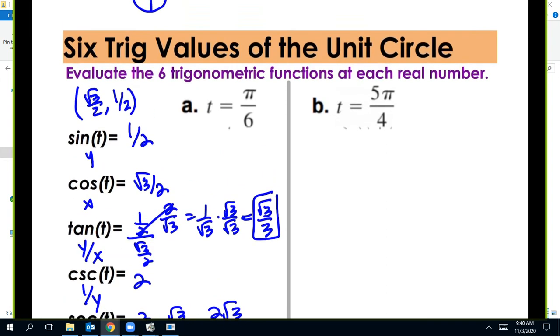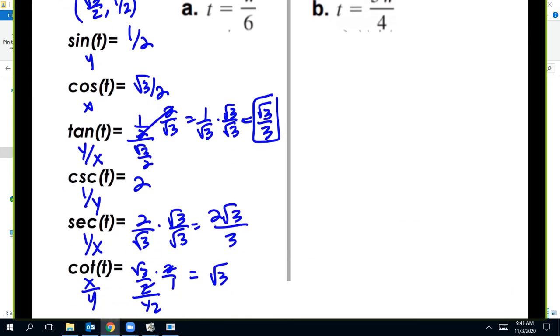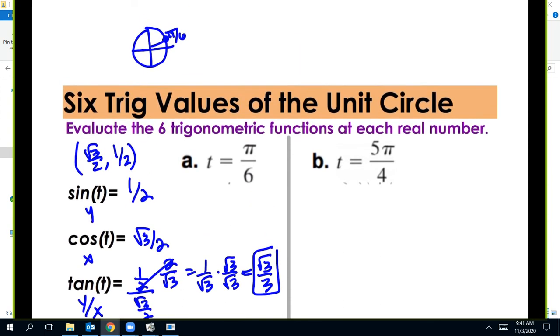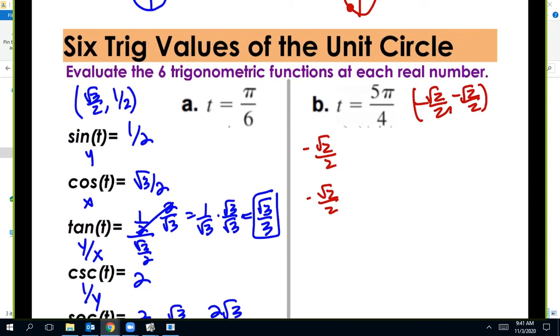So I want you guys to try the second one, and I'm going to do that one really fast. So you can try it yourself first and then check the answers with me. And I'm going to go through them very quickly. 5 pi over 4 is down here. So that ordered pair is square root 2 over 2, square root 2 over 2, and then it's negative. And then we will do the sine, which is the y, the cosine, the tan. When you divide something by itself, you get 1.